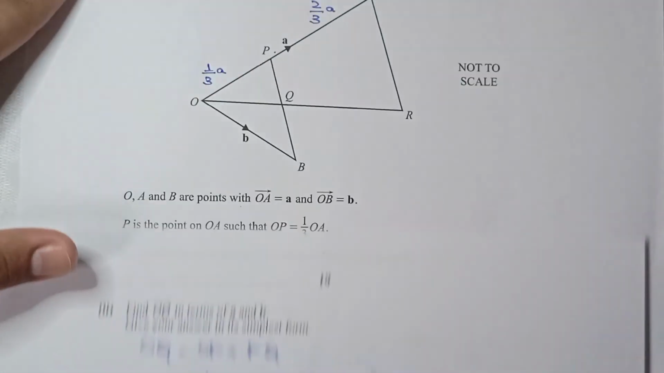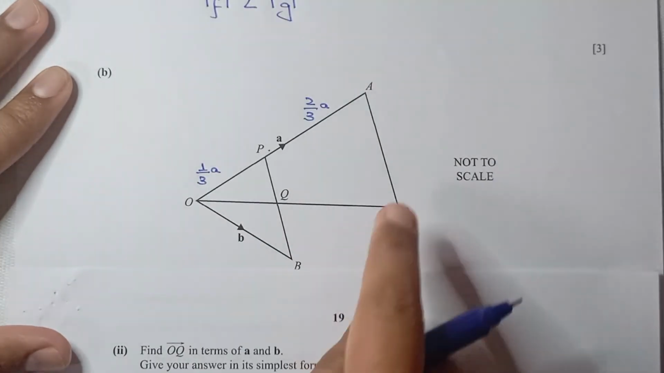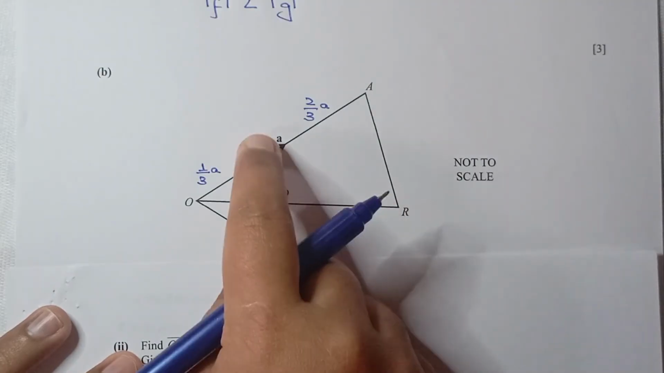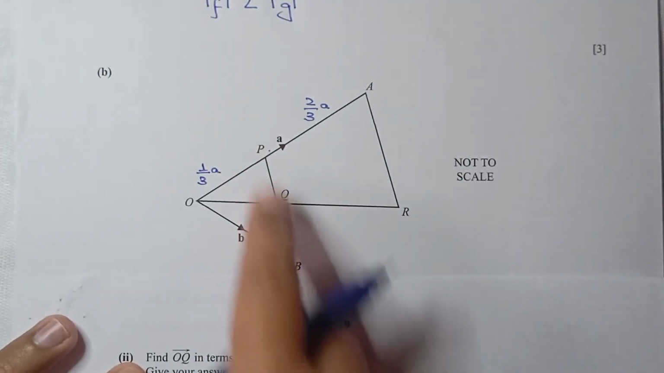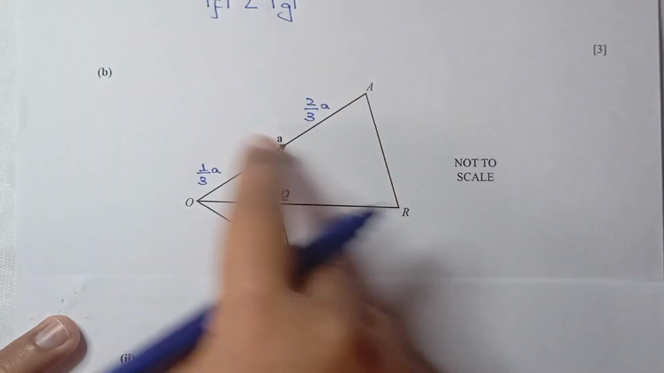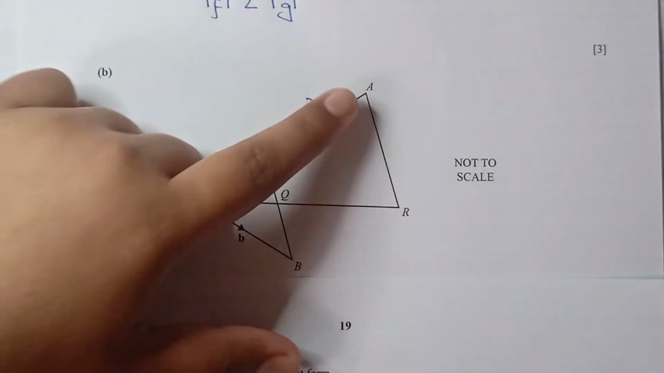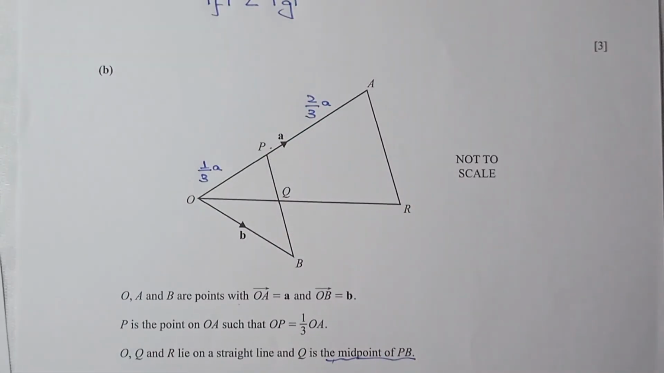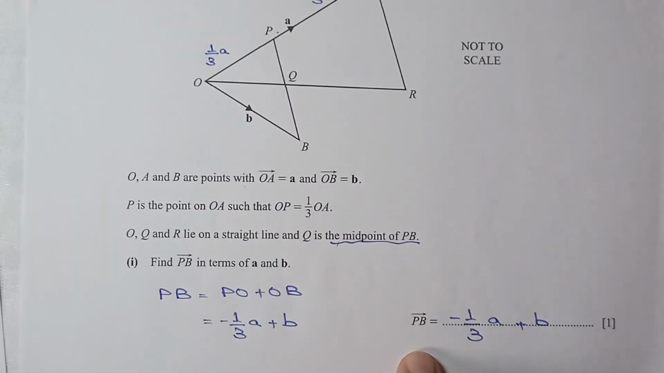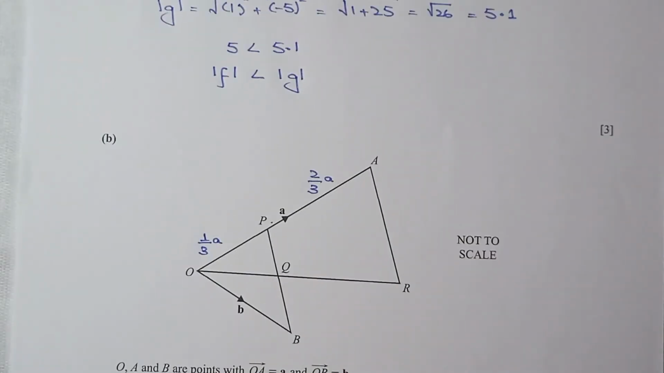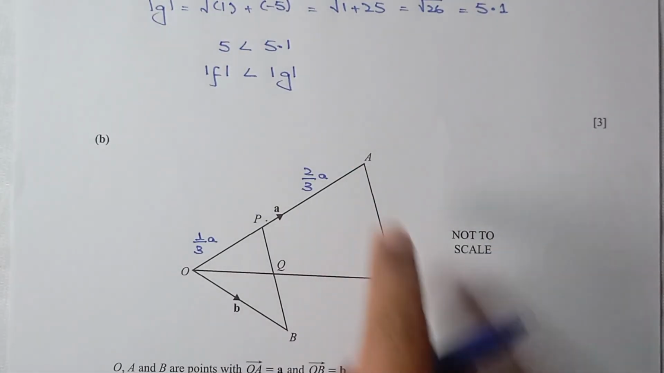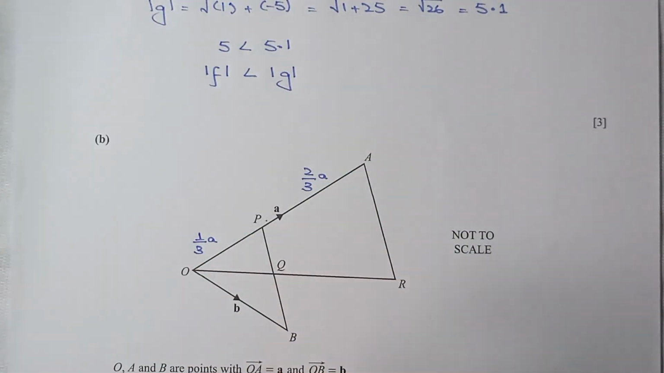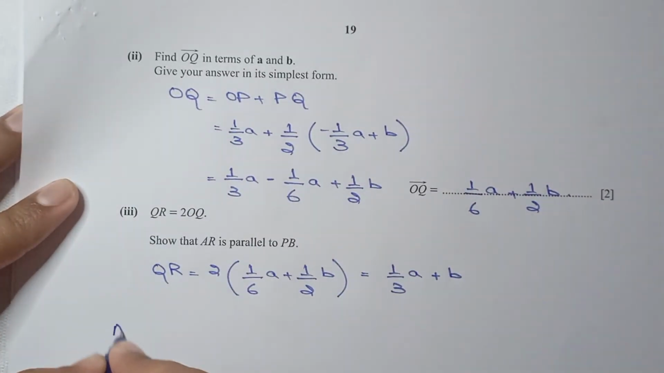So where is AR? AR, A to R. This is parallel to PB. This is PB. So we need to show these two are parallel. Okay, so first we need to find what is AR. We know PB in our first part. The PB is minus 1 by 3A plus B. So we need to find AR. So AR follows a path of A to O and O to R, right? So AR is A to O plus O to R, right?